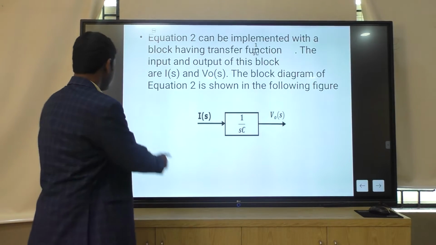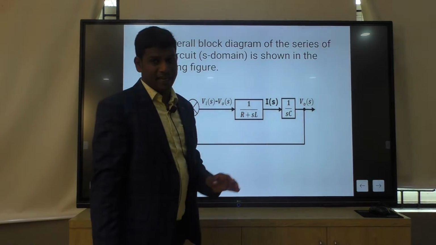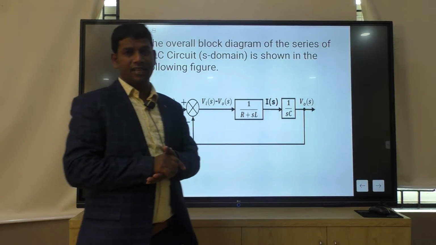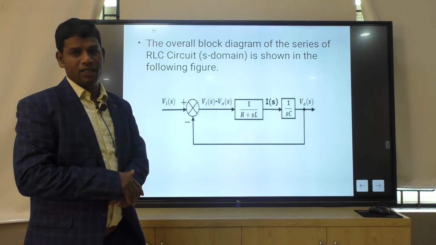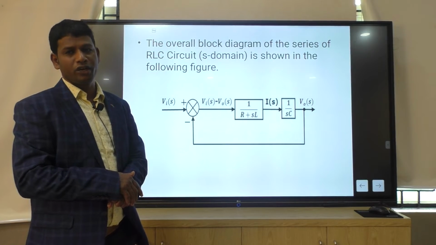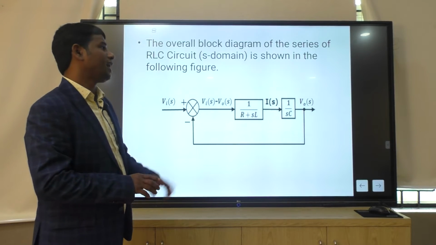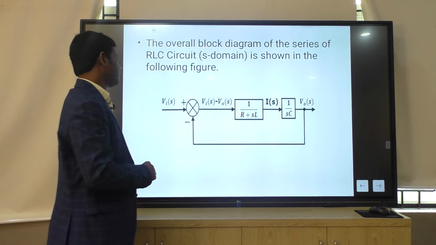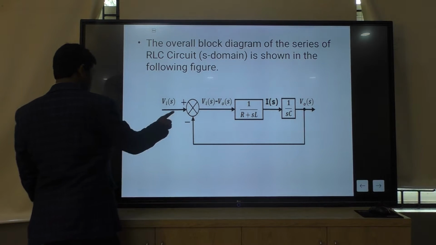Now we are getting one equation block diagram, this is the equation 2 block diagram. Then combine, you see, the overall block diagram of the series RLC circuit given in the question. We are getting two equation block diagrams. Now we combine these two individual block diagrams. If you combine, then you will get the final block diagram of the RLC series circuit. So I just draw here.